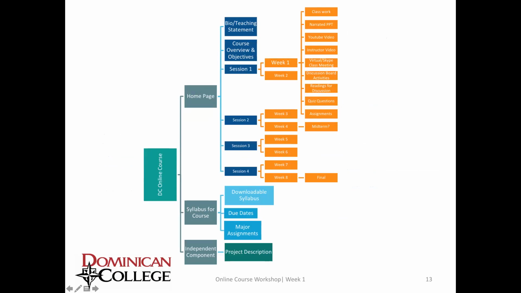And finally, here is a map of the course as I've just described it, in an organizational chart mode. To the farthest left, facing the screen, is the DC Online course. Then you see the three parts of the course where you add all your content for the most part. The homepage, that's the big one. It has your teaching statement and your bio, the course overview and objectives, and then the 4 sessions. As I said before, this is a rehash of the whole thing: in each session, there's usually 2 weeks of content.